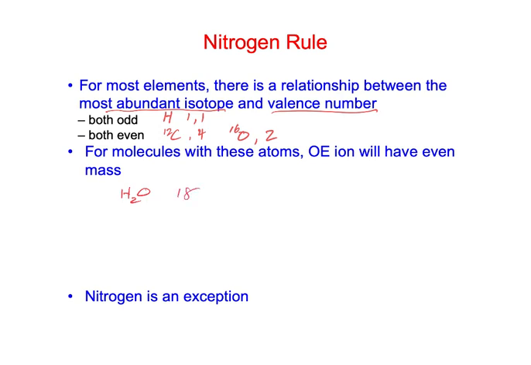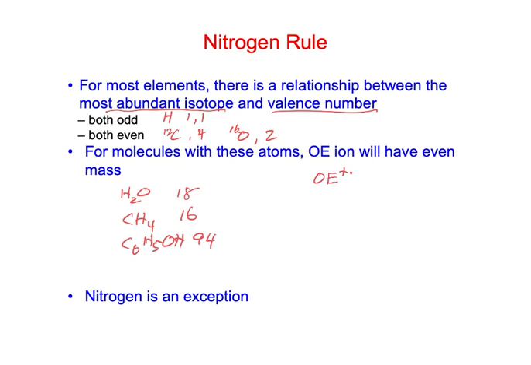Water has a mass of 18. Methane has a mass of 16. Something like phenol has a mass of 94. All right, so all of these odd electron ions, which would include their molecular ions, will have even masses. The exception to this rule up here is nitrogen.